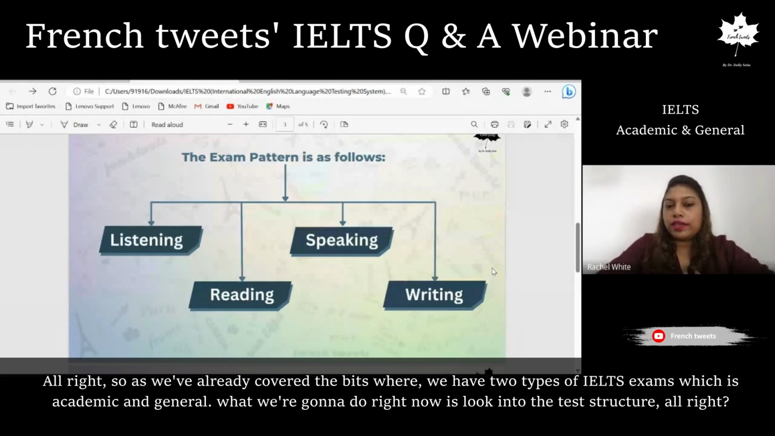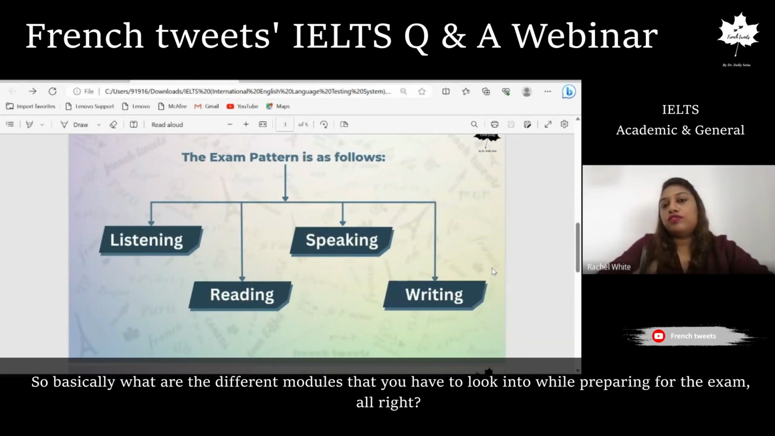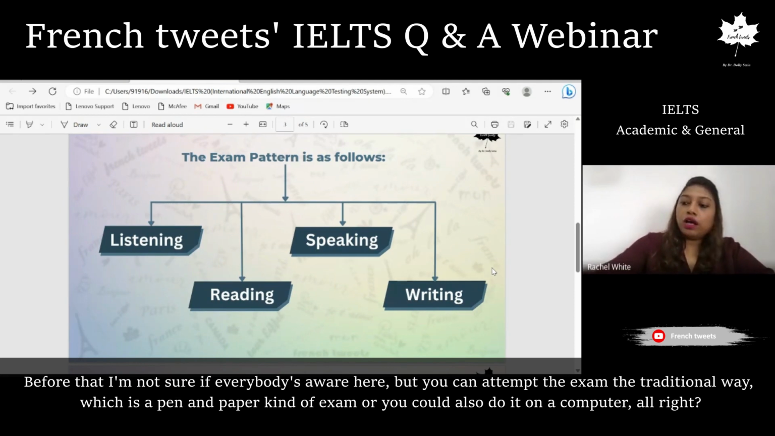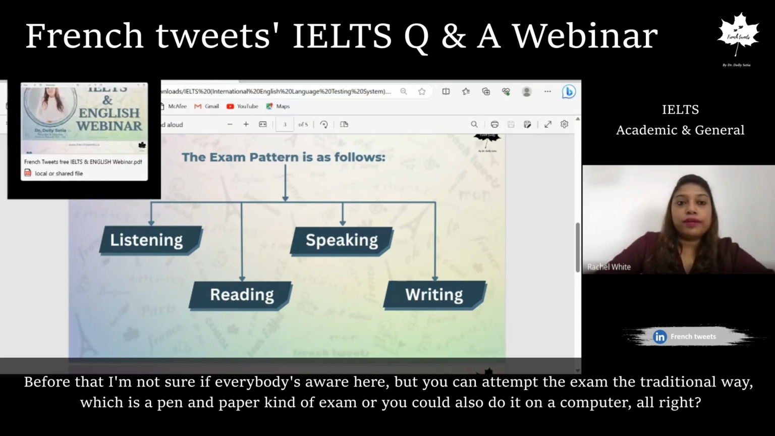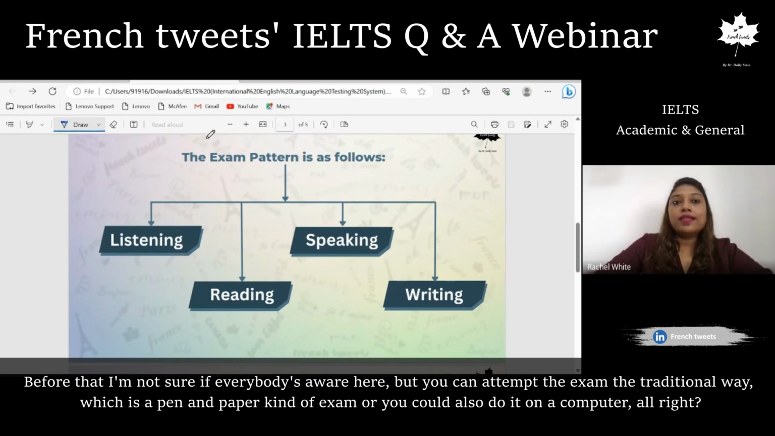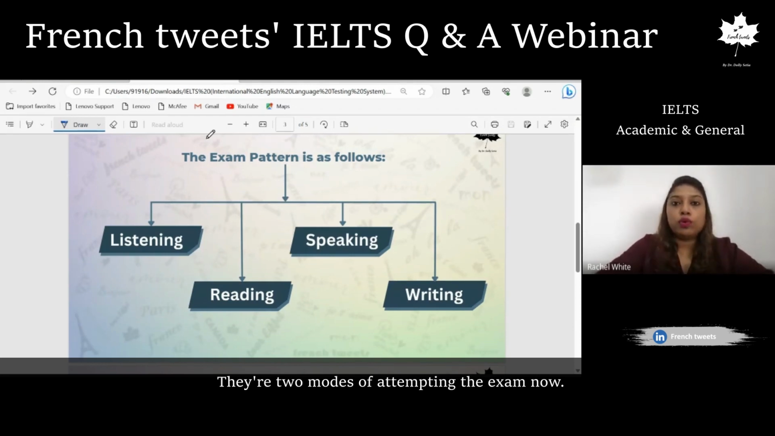Now, what we're going to do right now is look into the test structure, all right? So basically, what are the different modules that you have to look into while preparing for the exam, all right? Before that, I'm not sure if everybody's aware here, but you can attempt the exam the traditional way, which is the pen and paper kind of exam, or you could also do it on a computer. All right, there are two modes of attempting the exam now.